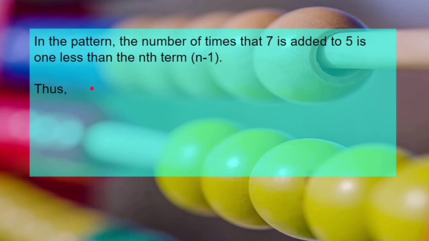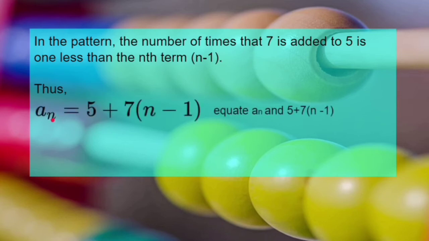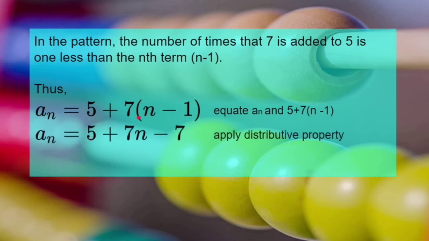Thus, we will now equate a sub n and the pattern that we have. So that is a sub n is equal to 5 plus 7 times quantity n minus 1. So this is now our pattern, but we have to simplify this to have our general term. So we just multiply 7 and quantity n minus 1. So we apply the distributive property. So we have a sub n equals 5 plus 7 times n is 7n. 7 times negative 1, we have negative 7. So that is minus 7.